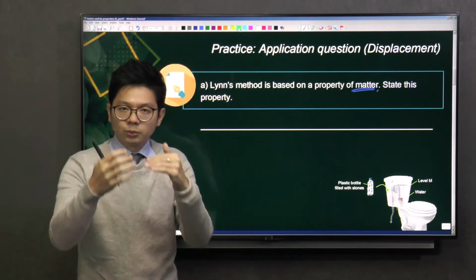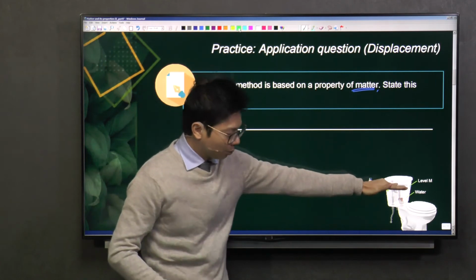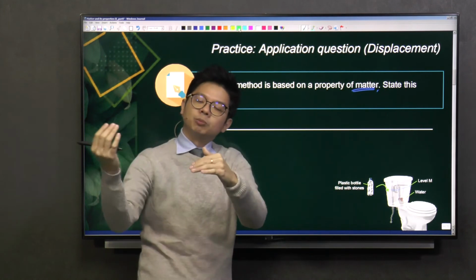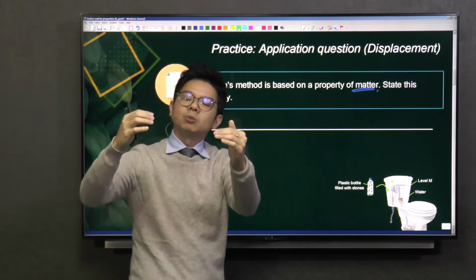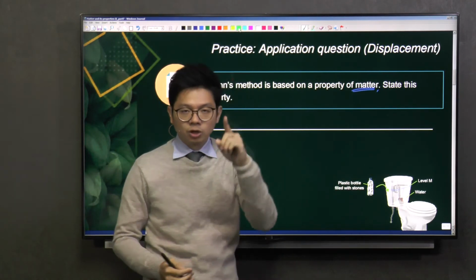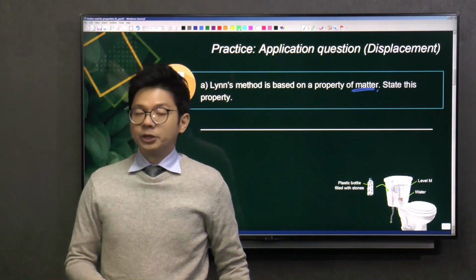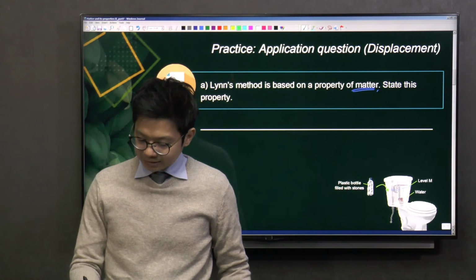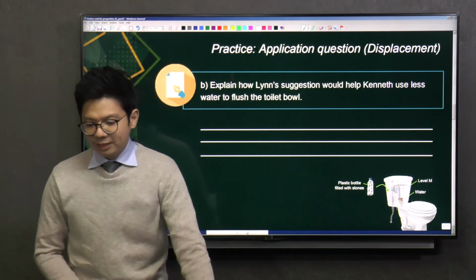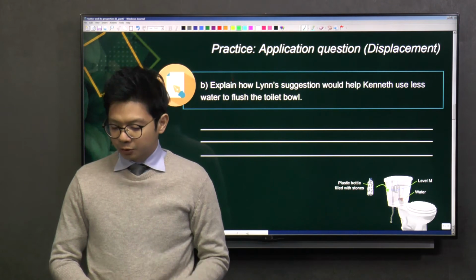Guys, how do we show that it occupies space? Usually we have a container and then you look at the water level when it rises. Why does it rise? Because you put something that occupies space and it pushes up the water level. So when you see the water level going up or down, it has to do with space. Of course, in this situation, the property that we are looking at is that matter occupies space. Explain how Lynn's suggestion would help Kenneth use less water to flush the toilet bowl.